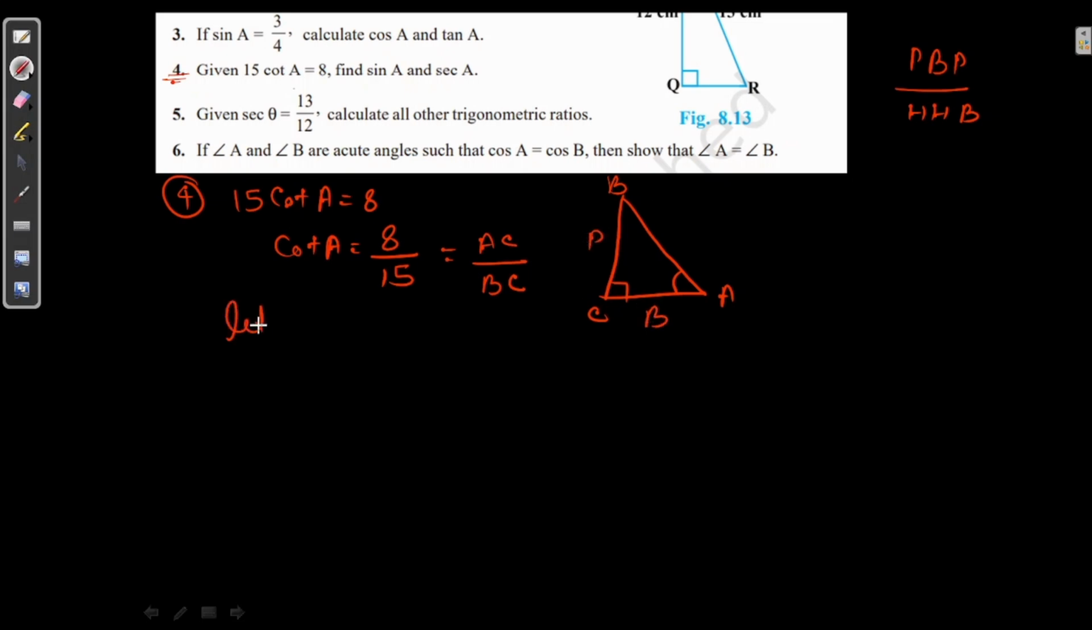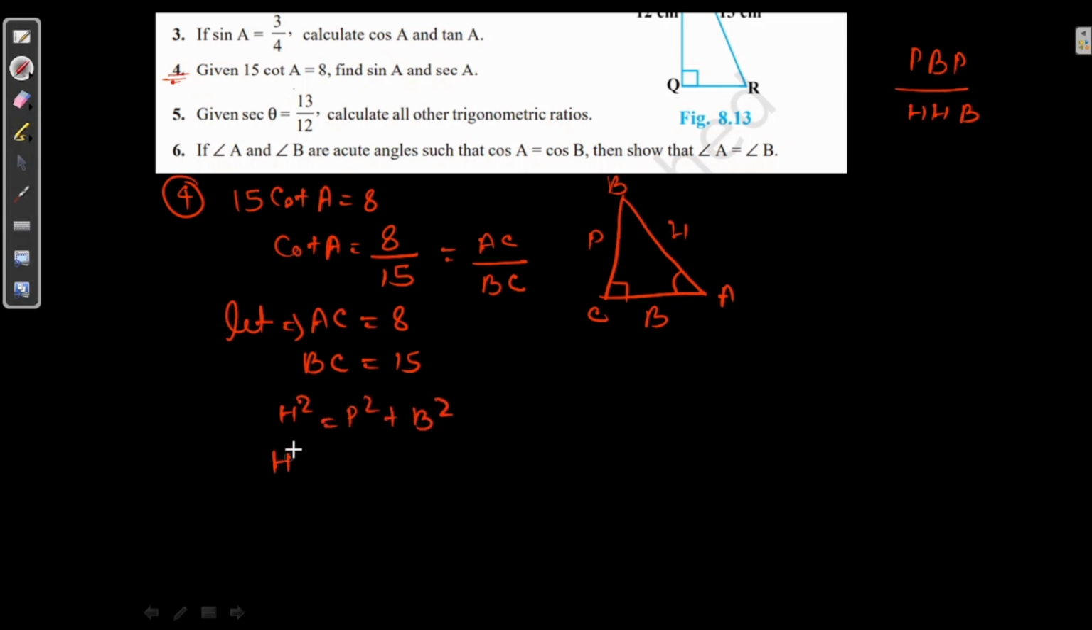So I am saying let AC be equal to 8x, but we can directly take 8. It is going to give the same answer. And the value of BC we are going to take as 15. But we have to find AB. For AB, we are going to apply the Pythagoras theorem, let's say, where H is the hypotenuse. So H square is equal to P square plus B square.